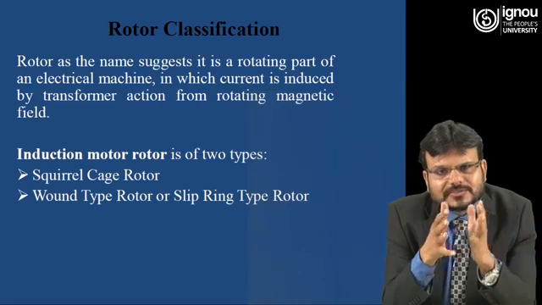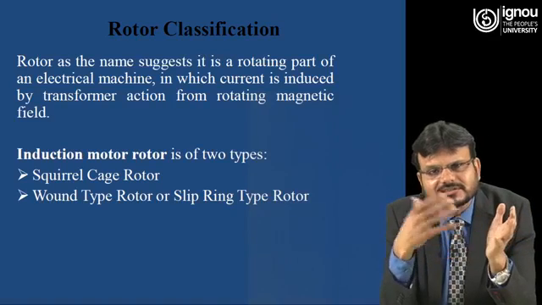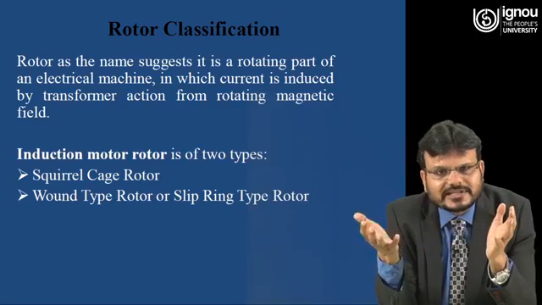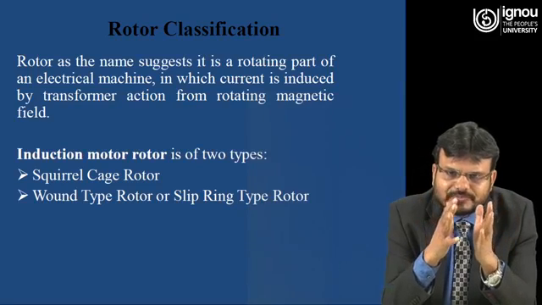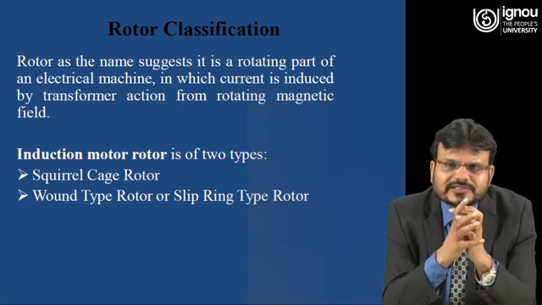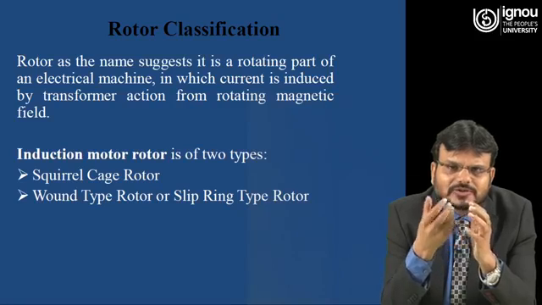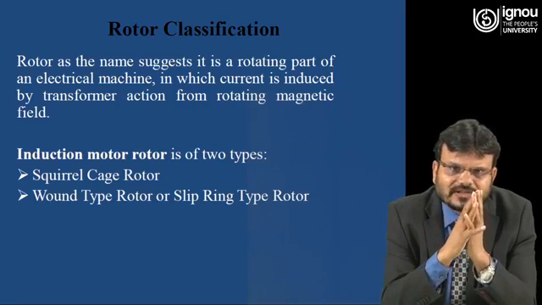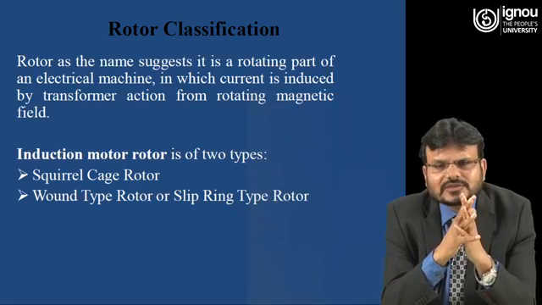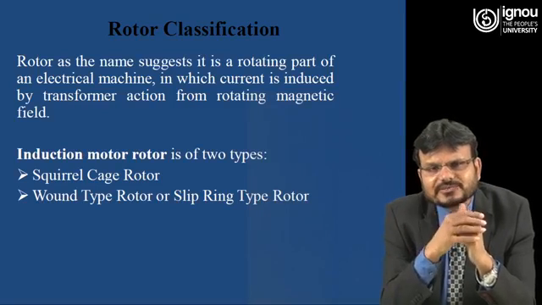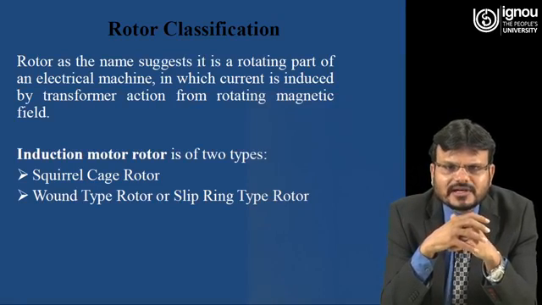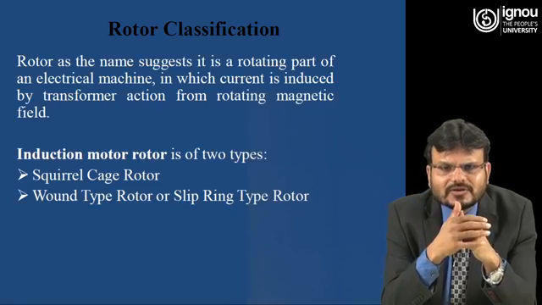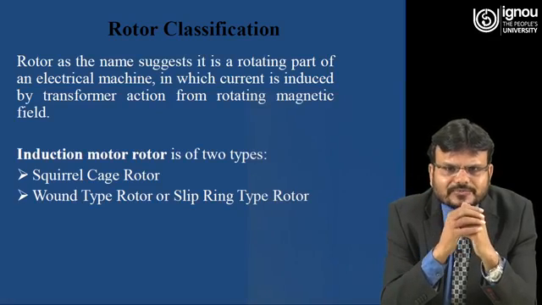When you give some supply in the primary winding, due to the induction effect, EMF is induced in the secondary winding. So the principle of this three-phase induction motor, how the electromagnetic EMF is induced in the rotor winding, is just like a transformer. Now this induction motor rotor can again be classified as squirrel cage rotor and wound type rotor, or you can say slip ring type motor.